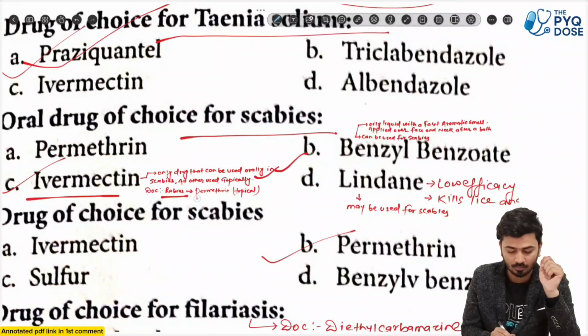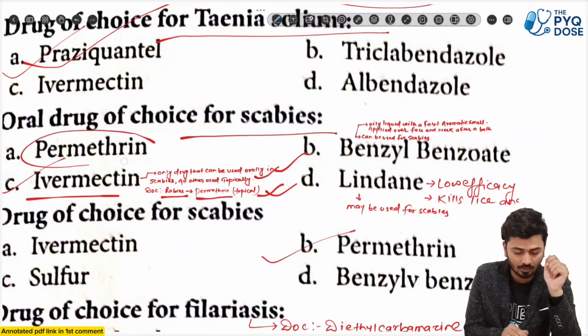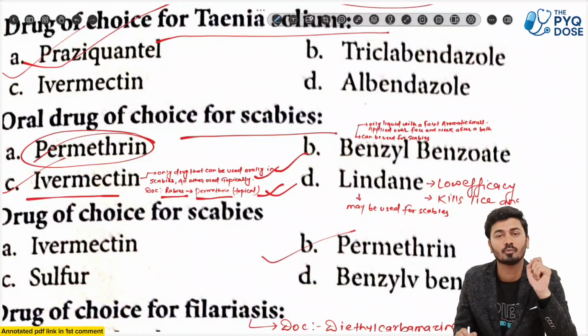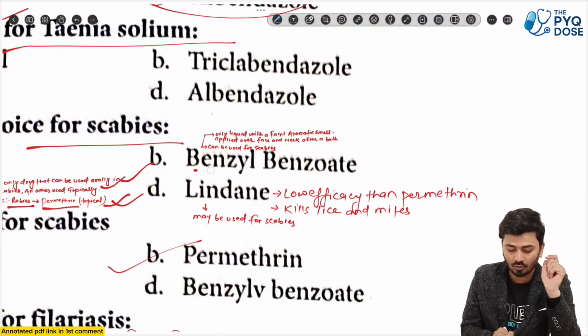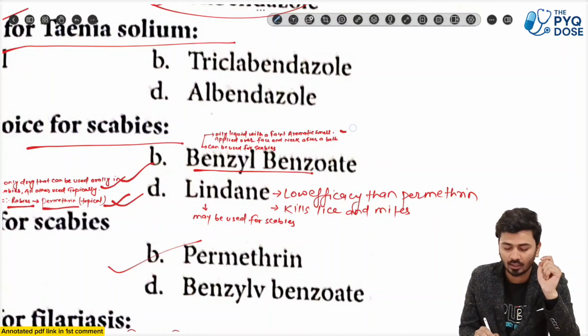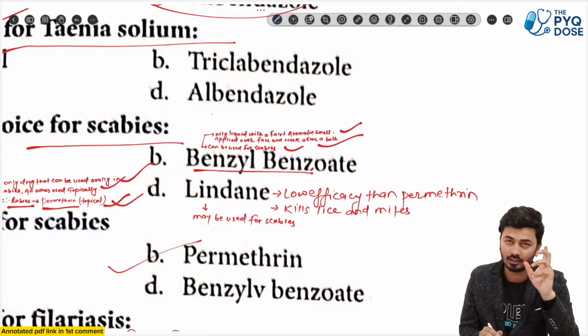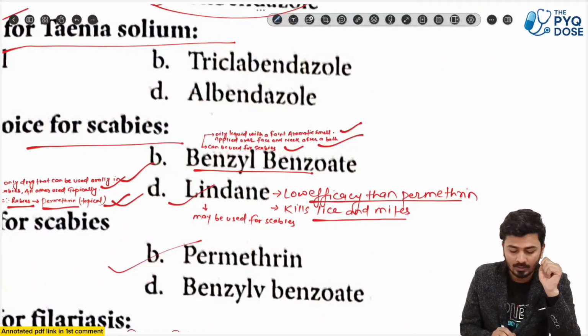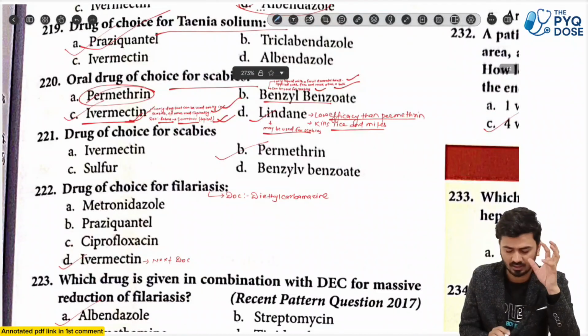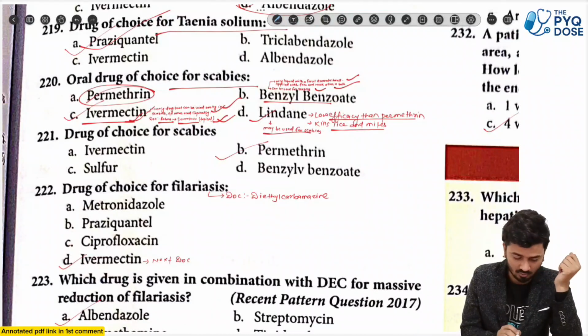Drug of choice for scabies is permethrin, that is topical. That is why I said permethrin is the drug of choice, but if they are asking for the oral drug of choice, that will be nothing but ivermectin. Benzyl benzoate is generally a liquid with a faint aromatic smell, applied over face and neck after a bath, and can be used for scabies. Okay, regarding lindane, this has lower efficacy than permethrin, it kills lice and mites, may be used for scabies, but generally we don't use lindane for scabies. We generally use it for mites and lice.